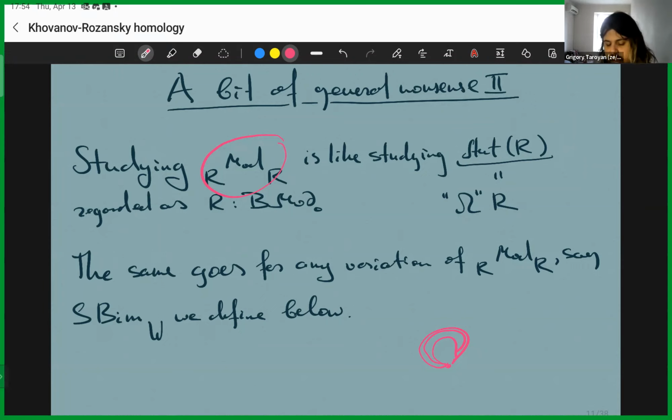So we take some object, we take loops based on this object in a suitable two category, for example, the two category of bimodules that I described. This gives us some extra homotopical data.